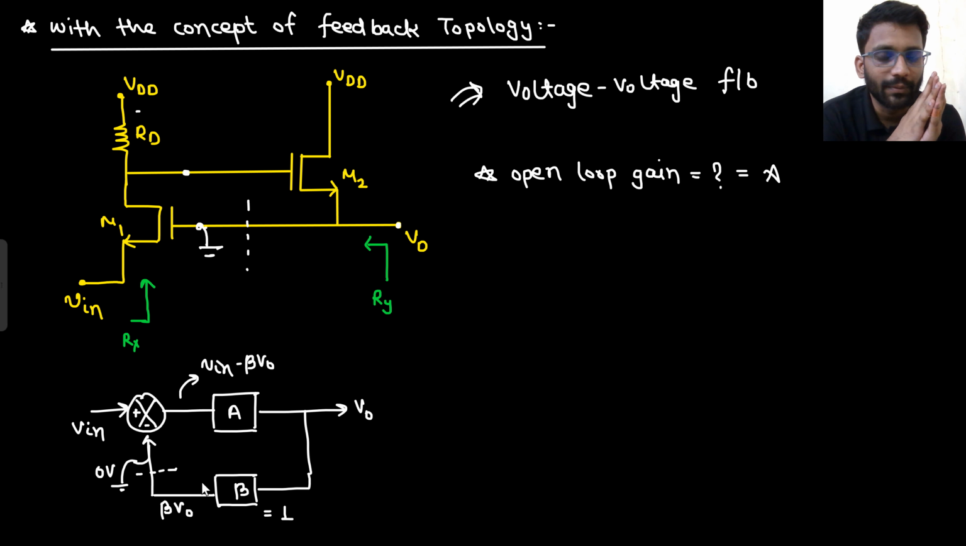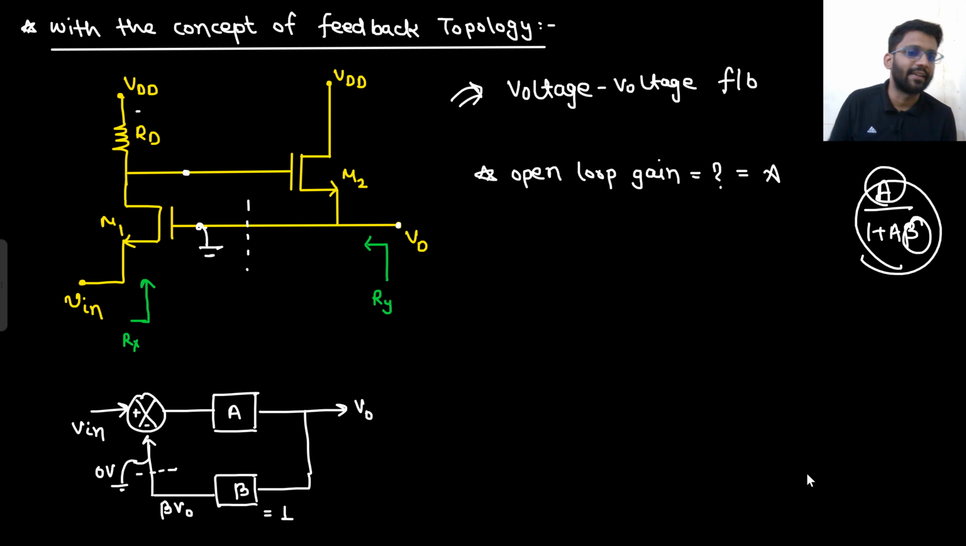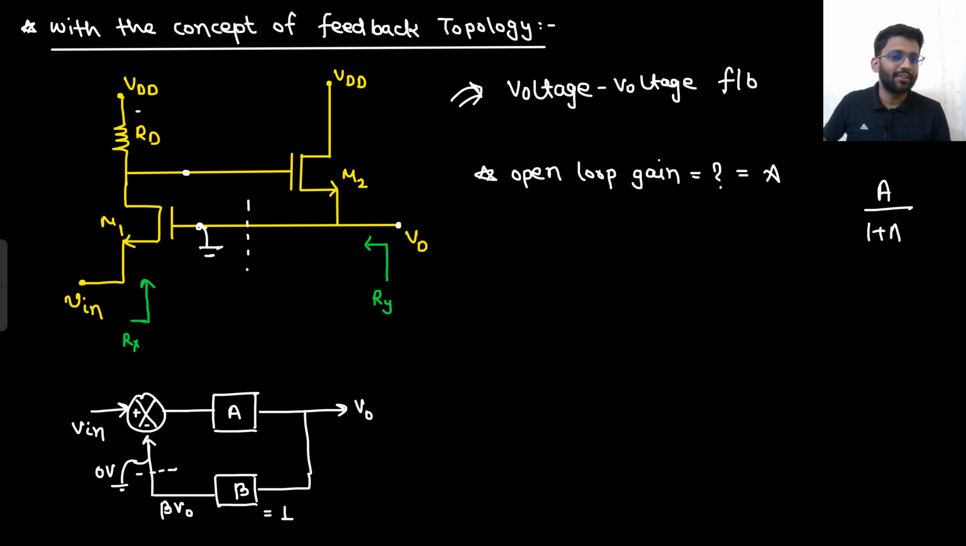What do I mean by open loop? V in was coming, beta V node was coming, V in minus beta V node was being fed. But I need the open loop there because I need to find the open loop gain. Why do I need to find open loop gain? Because what will be my closed loop gain? Closed loop gain will be A upon 1 plus A beta. If I know the value of A, if I know the value of beta, I can directly write the gain. That's it. So my first target is to find A, right?